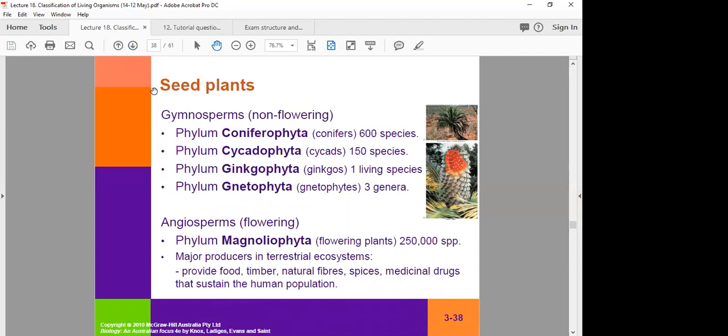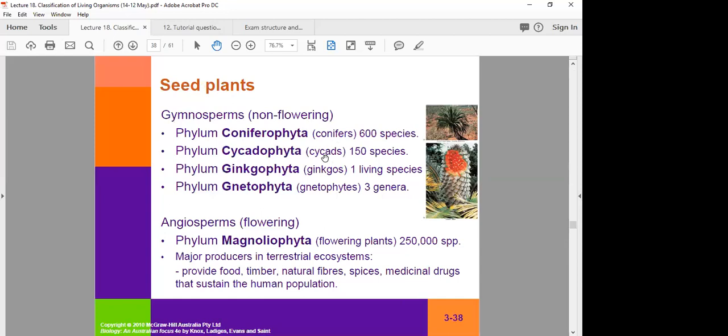Now finally, our very important group, the seed-producing plants. This is divided into 2 groups, the gymnosperms and the angiosperms. The gymnosperms are non-flowering seed plants. So rather than producing seeds within structures called flowers, they produce their seeds within cones. 4 phyla listed here, including quite a successful group, the conifers, which everyone's familiar with.